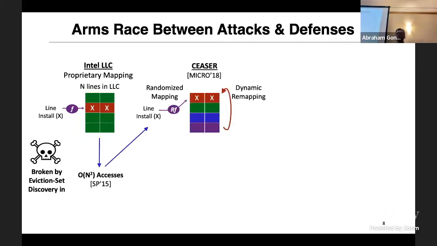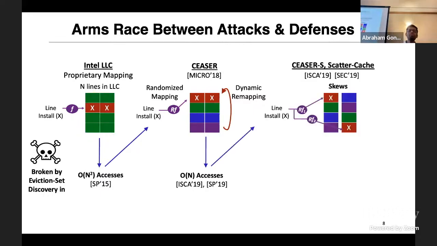Subsequently, there was a proposal on randomizing these address to set mappings using a cipher, and to dynamically change this mapping by rekeying. What this means is that before an adversary can discover an eviction set in order of n square accesses, the mapping changes, and so the adversary is defeated, right? This worked to prevent the prior attack. Subsequently, a new attack came out, which optimized this process and discovered an eviction set in order of n accesses. What this means is, before the mapping changes, the eviction set gets constructed and the attack succeeds.